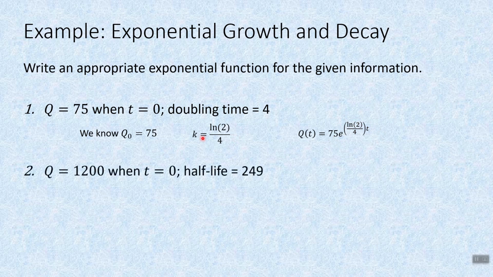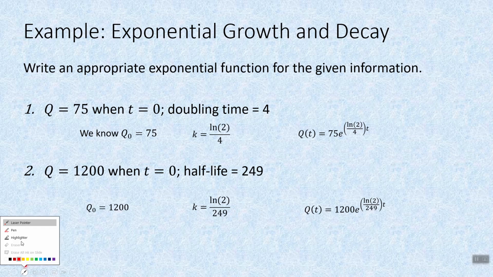Let's do it again. Q equals 1200 when t equals 0. That tells us that Q sub 0 is 1200. Our half-life is 249. Just like doubling time, the formula for k is the same. What changes is the exponent. And you can see here that I have the wrong exponent. Isn't it amazing what you can find by reading over your work? This should be a negative kt because it's a decay equation. Decay equations will always have a negative exponent.